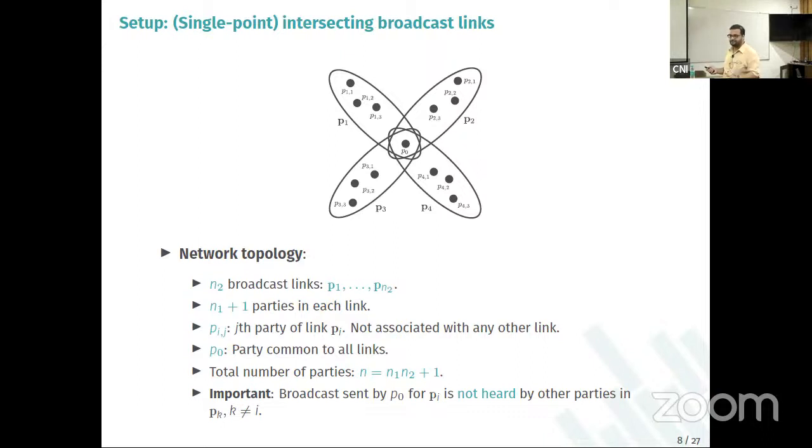The point is, where this will matter is that parties in this link will have to agree on a bit, on what was being broadcast, right? If you increase the number of parties, then one of them might go in error. So you need to ensure that the probability that all of them correctly decode a broadcasted bit is high.